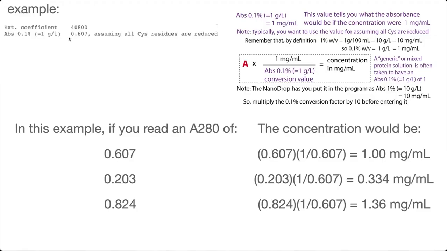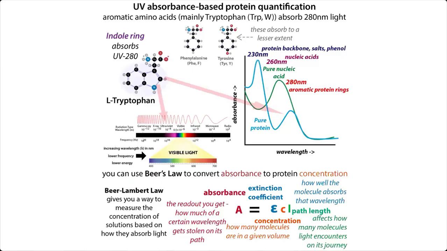If you had a conversion factor of 0.607, that would mean that if you measured 0.607 as your A280, you would have a solution of 1 mg per mil. And if you measured an A280 of 1, that would mean that you actually had more than 1 mg per mil of your protein. And so maybe your protein doesn't have as many tryptophans, and so the same amount of your protein isn't absorbing as much light as the same amount of that protein that had the higher absorbance conversion factor, the higher extinction coefficient.